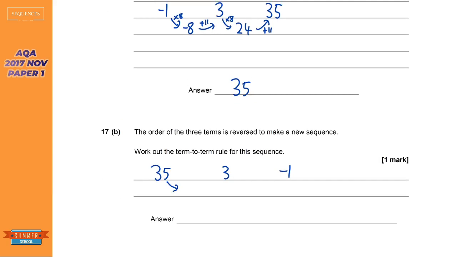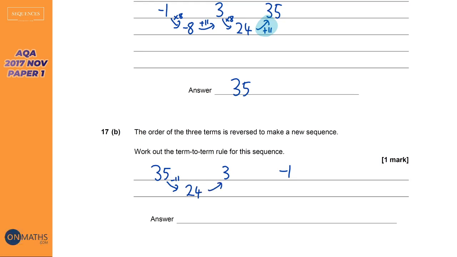So here is equivalent to this bit here. And so what we did there was we added 11. So the opposite of add 11 would be minus, so it would be -11. And so 35 take away 11 would be 24.